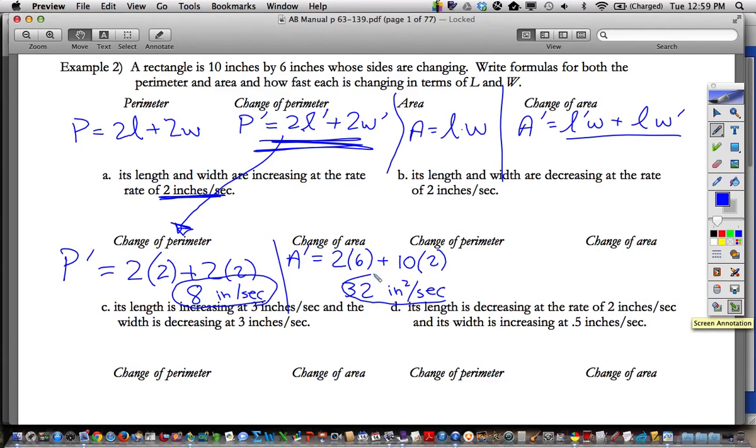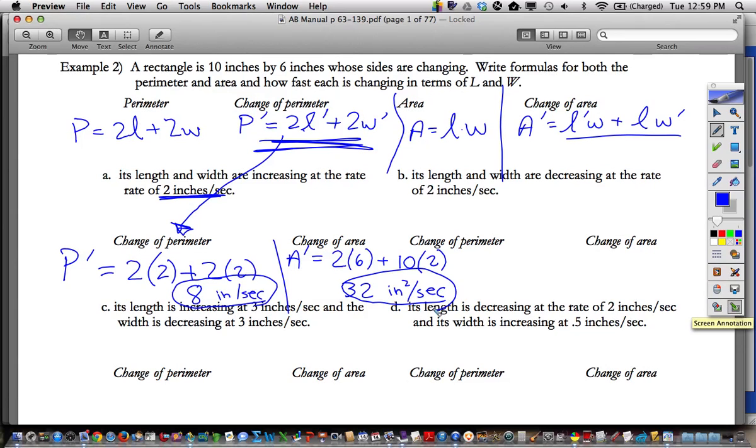Now again, we know those should be the units because it's area, but we also know that the 2 was in inches per second and the 6 was in inches. So inches per second times inches should be inches squared per second. All right? That's the kind of problems we're going to be doing. How fast is this thing changing if these other things are changing at these rates, and how are they related?